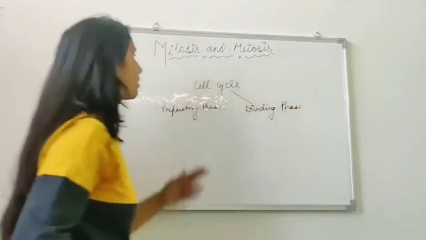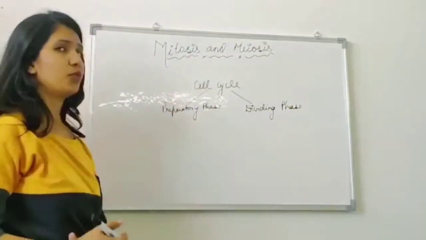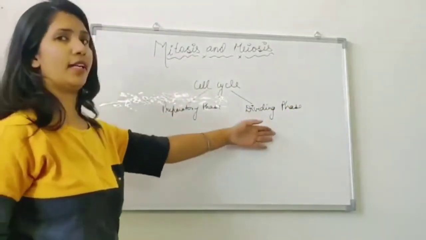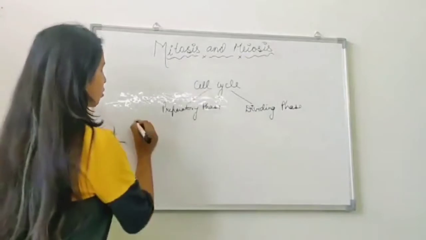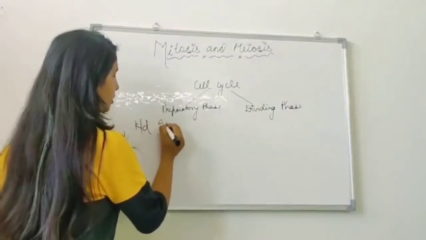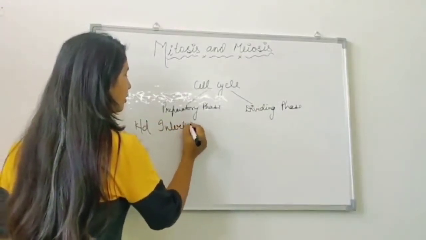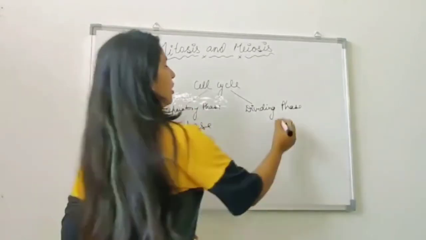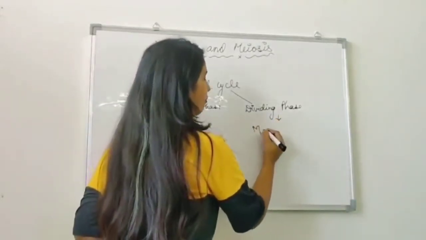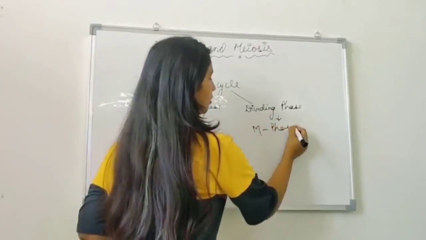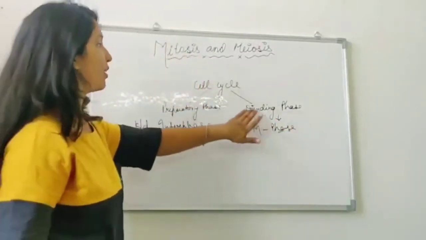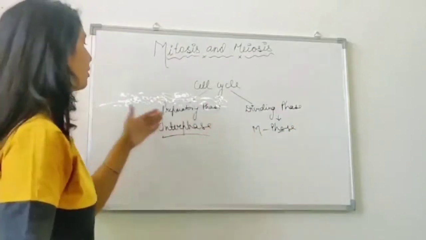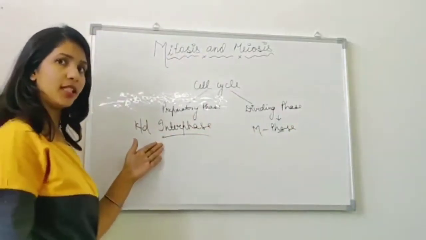The cell cycle comes with two phases, the preparatory phase and the dividing phase. The preparatory phase is called the interphase. And the dividing phase is denoted by the M phase. So, the dividing phase is the M phase and the preparatory phase is known as the interphase.